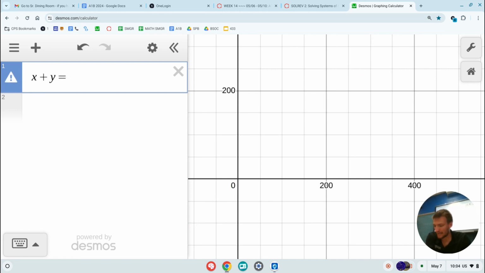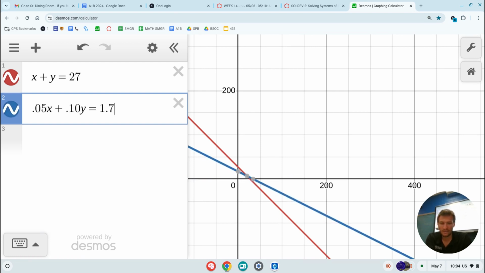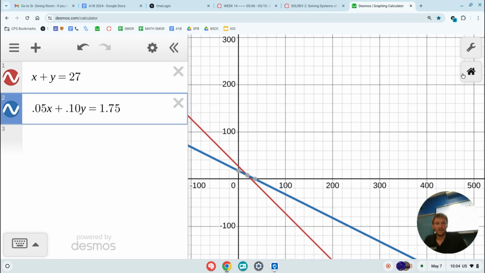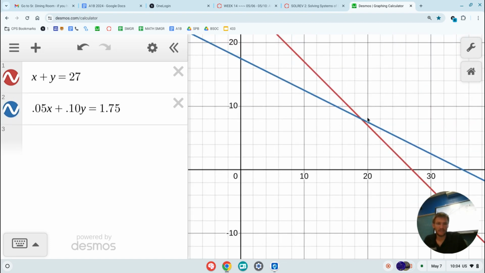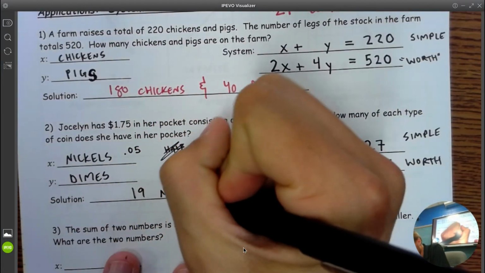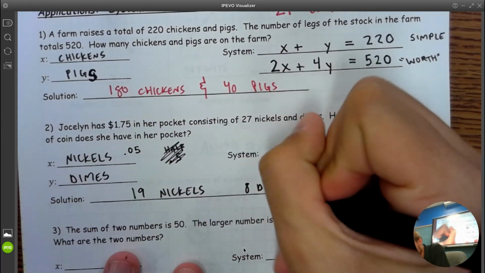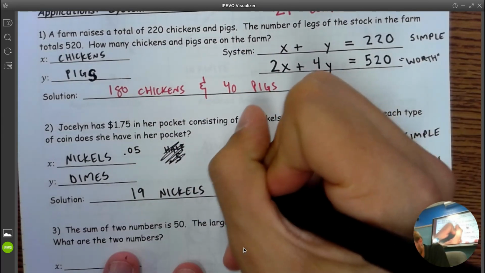X plus Y equals 27. 0.05 X plus 0.10 Y equals $1.75. We look at where they cross. Here they are, 19 and 8. So she has 19 nickels and 8 dimes.